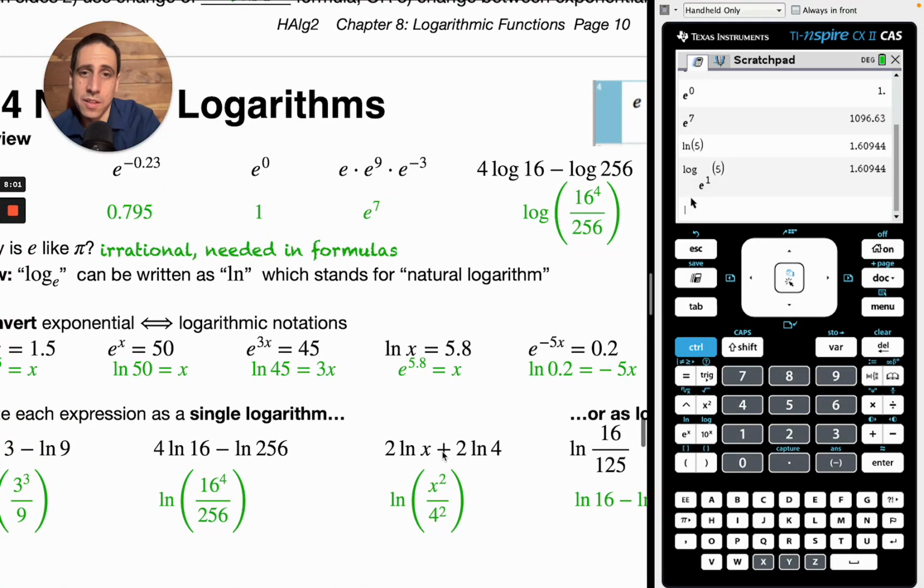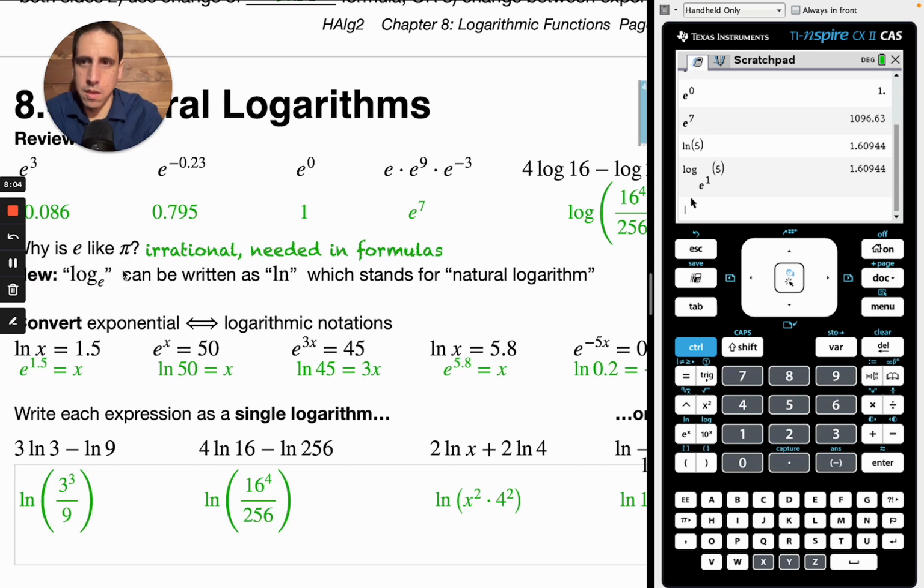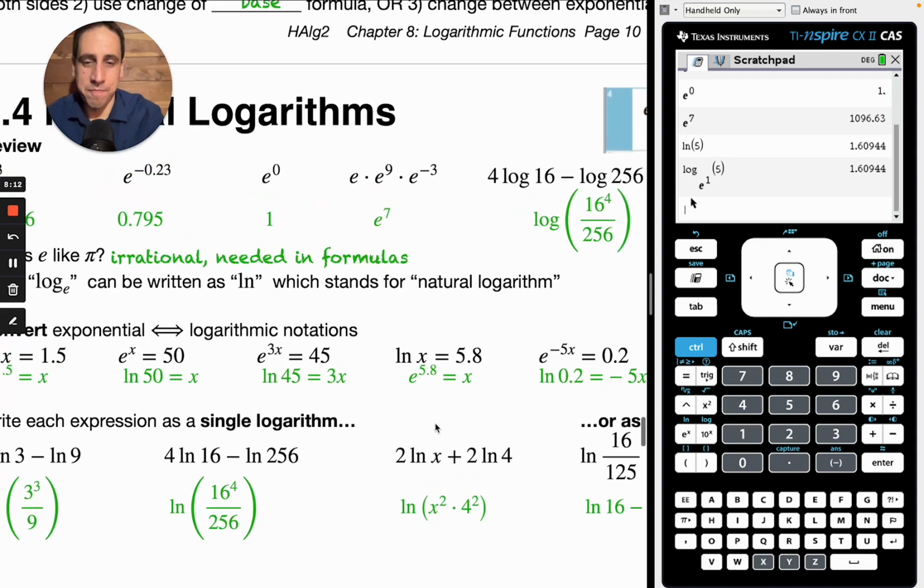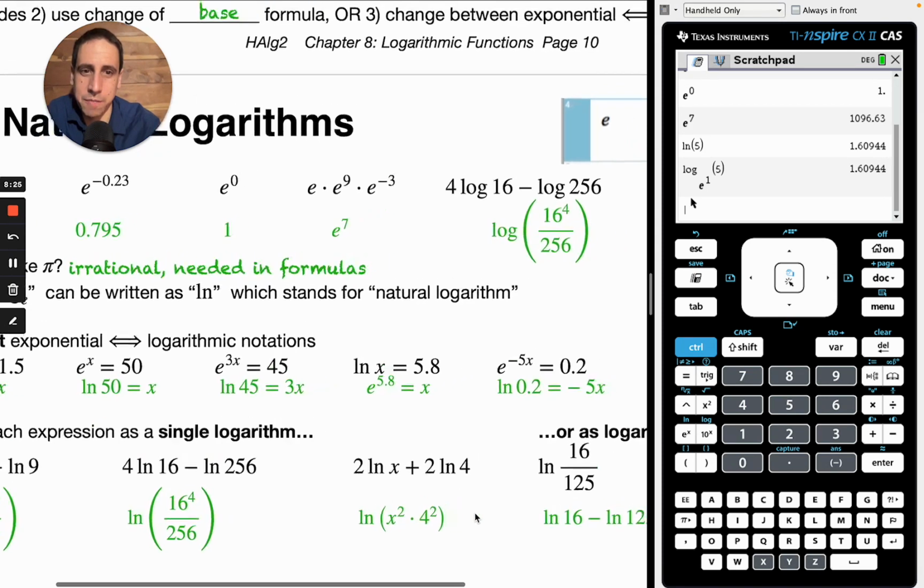Here, addition on the outside turns into multiplication on the inside, right? Right, Berg? Yeah, it does. Okay, good. So then you get 2 times natural log of x plus 2 natural log of 4. Both of these 2's turn into exponents on the inside because they're multiplication on the outside. And the addition turns into multiplication.